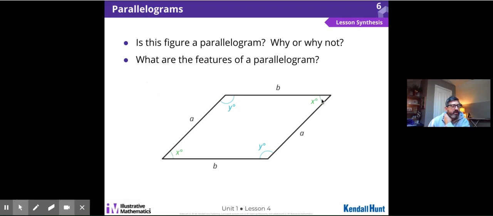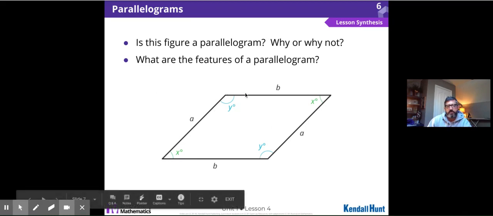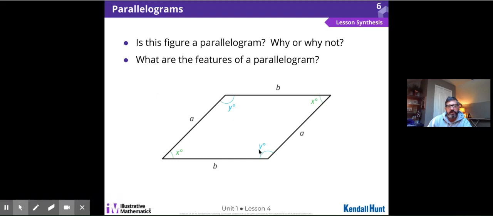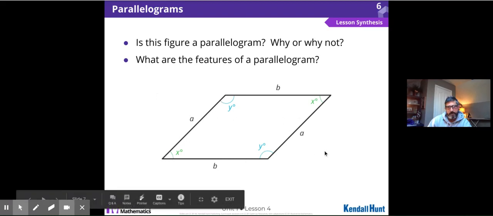So let's say that again. The features of a parallelogram: we know it's a parallelogram because there are 4 sides. The opposite sides are the same length and they're parallel, which means they'll never touch if you were to draw them 1,000,000 miles long. And the opposite angles are the same size. Okay? So that's how we know it's a parallelogram.